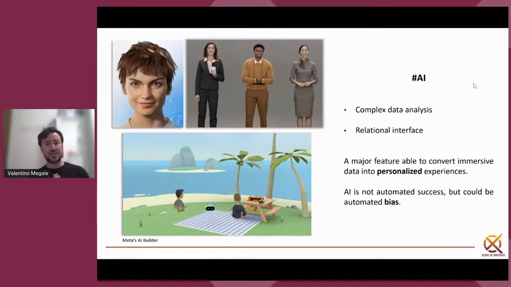Also, we say that the metaverse is about the convergence of many technologies. So it's about the convergence between virtual reality and artificial intelligence, for instance. Artificial intelligence can become a great way to analyze all the complex data that you can collect with virtual reality headsets, but it can also become a relational interface. One of the trends of today's digital world is conversational interaction, with chatbots and assistants. In virtual reality, all these chatbots and assistants can learn from us, they can learn from our interactions, and they can talk with us in a very realistic, human-like way.